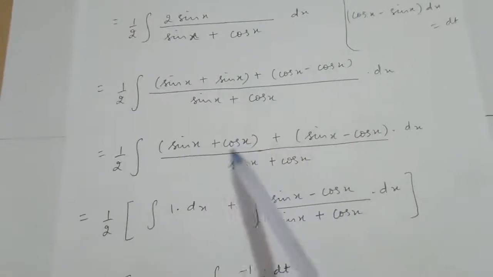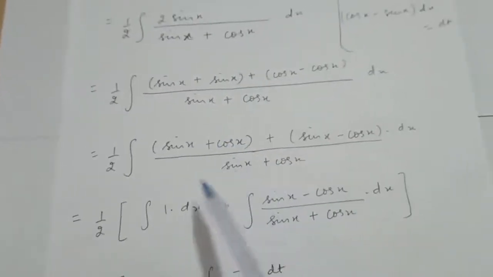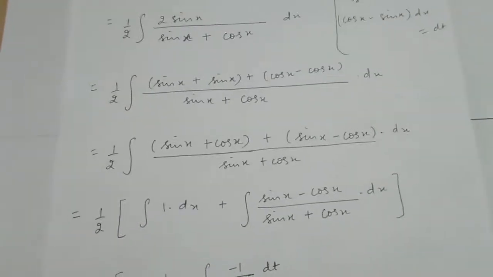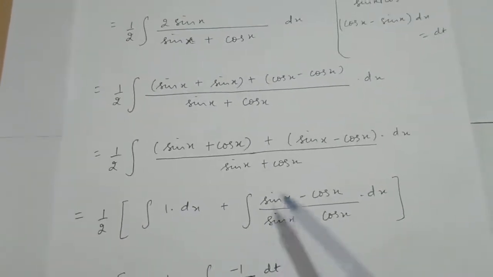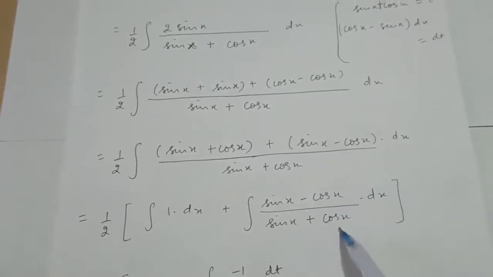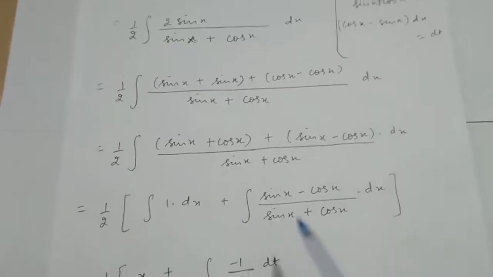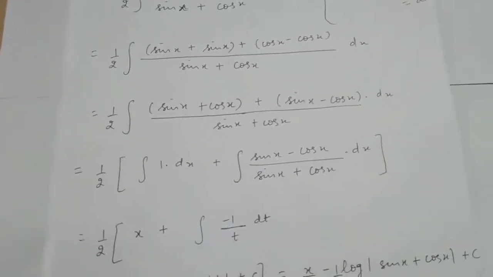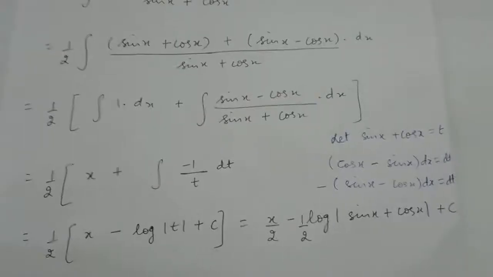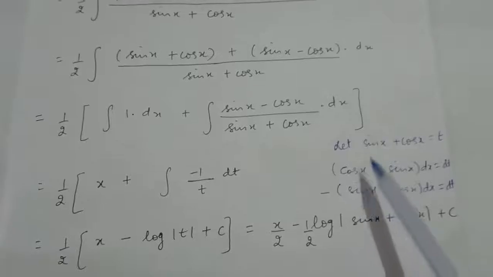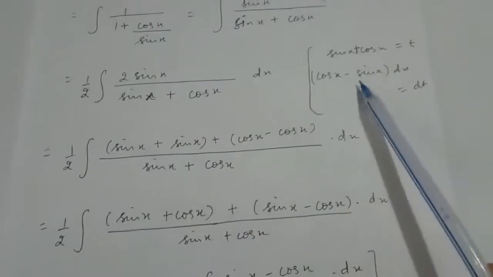Now divide this term by sin x plus cos x, so you will get 1 by 2 integral of 1 into dx plus integral of sin x minus cos x upon sin x plus cos x into dx. Now you know the integral of 1 is x plus, now for this integral, the same steps I have written here, right?